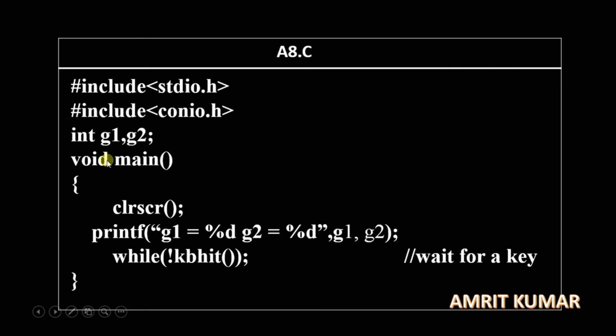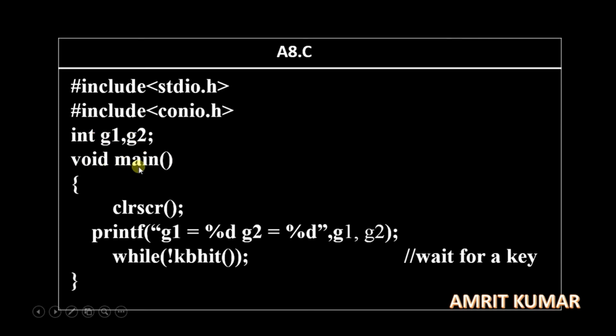So here we can say that G1 and G2 are the variables, and which type of variable? Global variable it is, because a variable which is declared outside of the open and close curly braces is known as a global variable. Therefore, G1 and G2 are global variables.